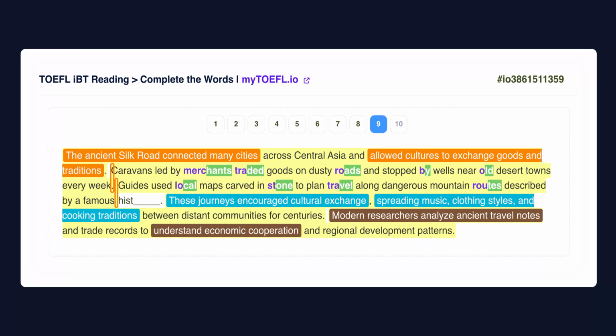Finally, we see who described these routes. Think about the type of person who writes about the past. Guides used local maps carved in stone to plan travel along dangerous mountain routes described by a famous hist. We are given the letters H, I, S, and T, and we need to fill in 5 blanks to complete the word. This person is described as famous and writes about historical routes. The root hist clearly points to a person who studies or writes history. The correct word is historian.